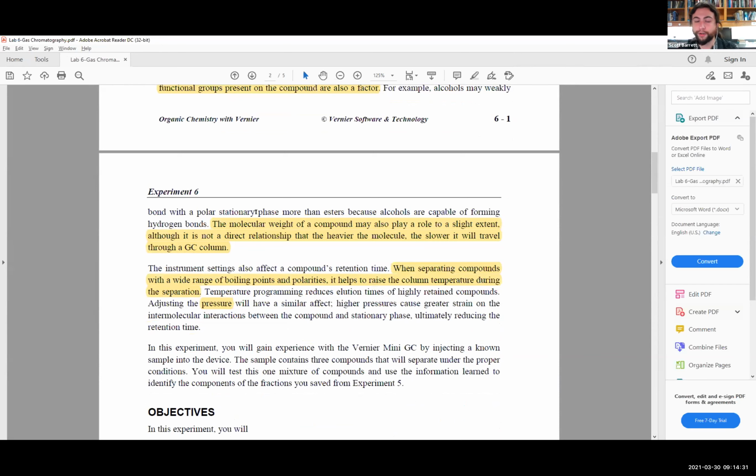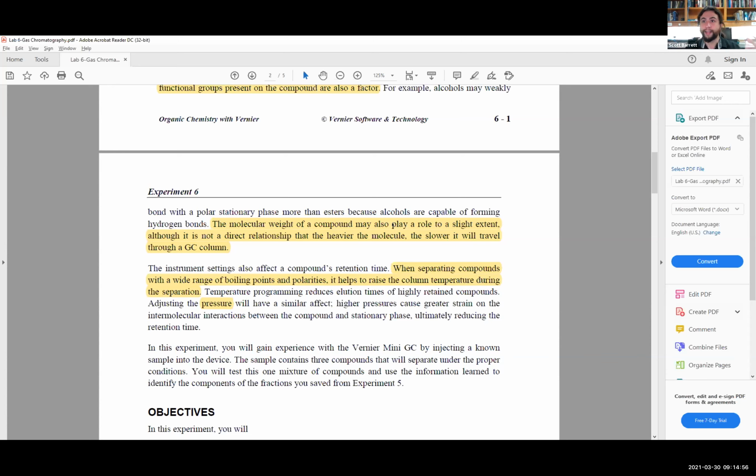Another thing that we need to understand here is that the molecular weight of a compound may play a role to an extent. And in here they're saying it's not a direct relationship. However, if you think about it, if you have a 6-member carbon chain going into a gas chromatography machine, and you have a 7-member carbon chain, well, the heavier the molecule, the longer it'll take to move through. So you can think about it like traffic.